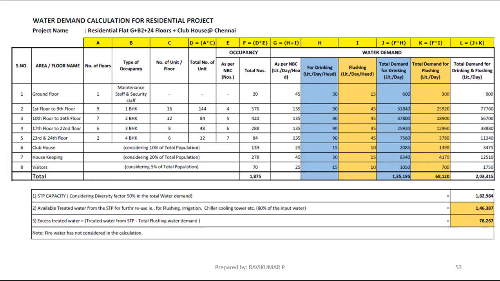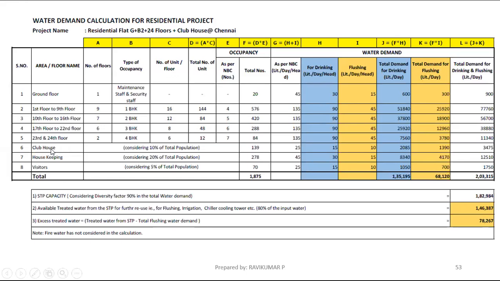The other floors will be occupied for commercial purposes. Commercial means some hotel or mall, or a gymnasium, something like that. So if it is there, you have to consider that type of occupancy only. Here I have considered a clubhouse.